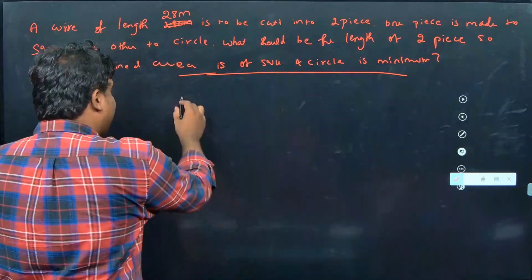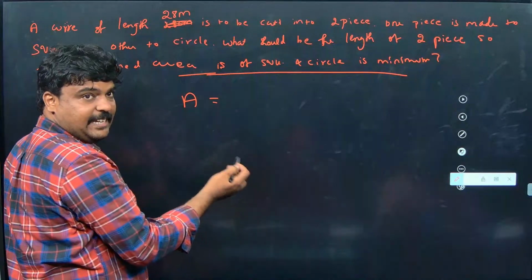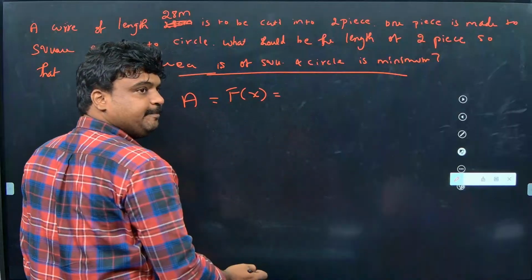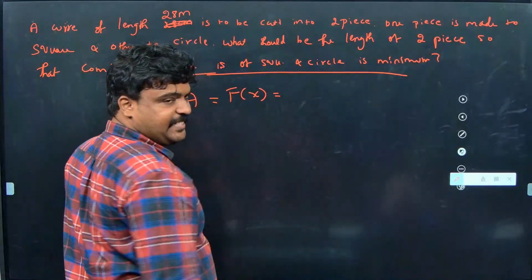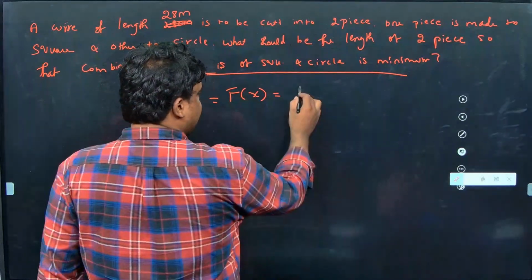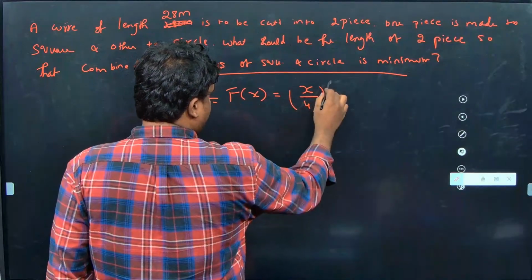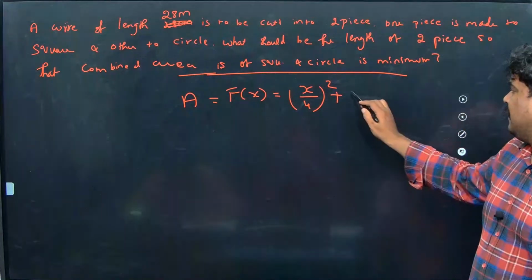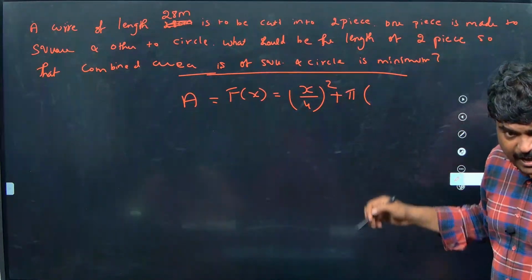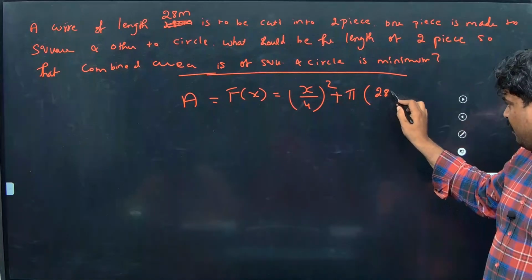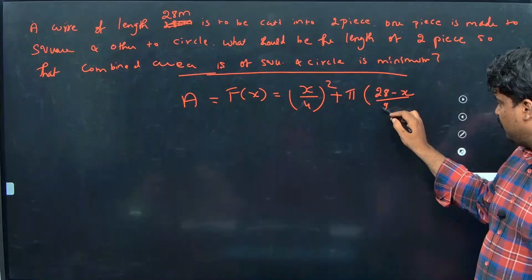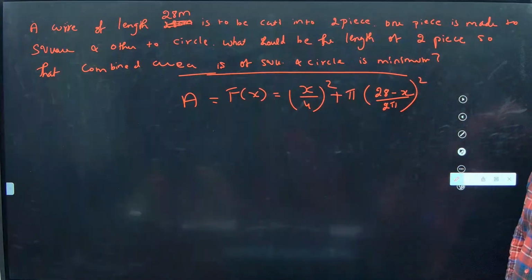So my function f of x will be, what is my f of x? What is the area of a square? Area of the square is x by 4 the whole square, plus, what is the circle area? Pi r square. In the place of r, what I have? 28 minus x by 2 pi the whole square. Guys, are you getting?